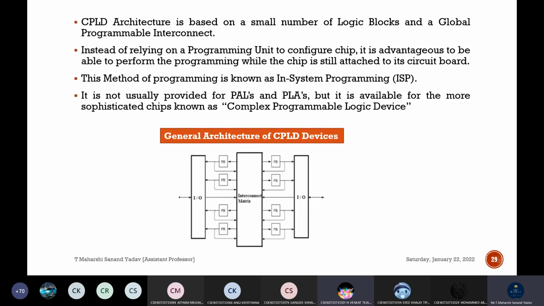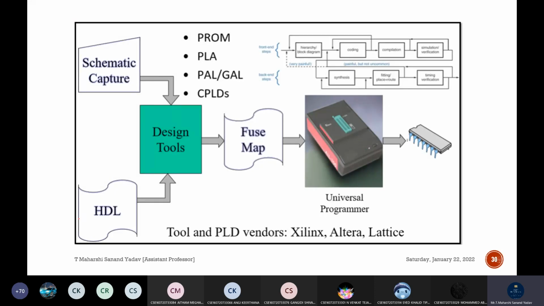So instead of relying on programmable unit to configure chip, it is advantageous to be able to perform the programming while chip is still attached to its circuit board. So this method of programming is called as ISP, in system programming. It is not usually provided for PAL and PLA, but it is available for the more sophisticated chips like complex programmable logic device. So HDL. What is HDL? Hardware description language.